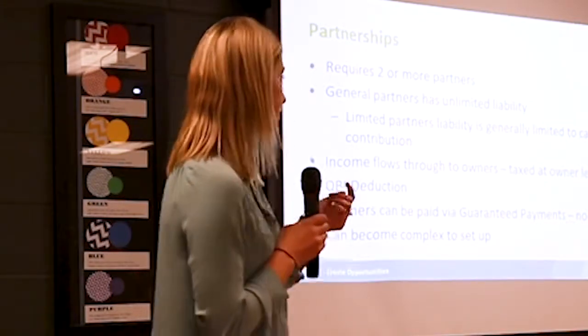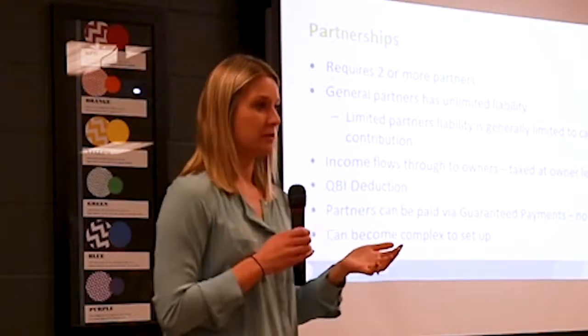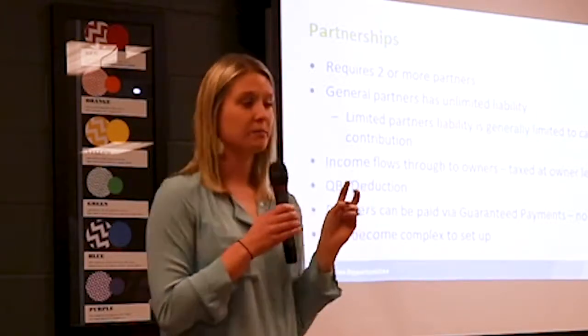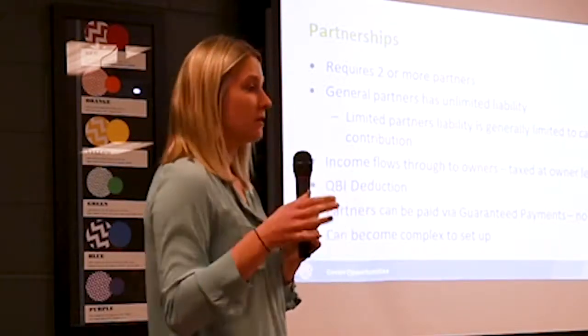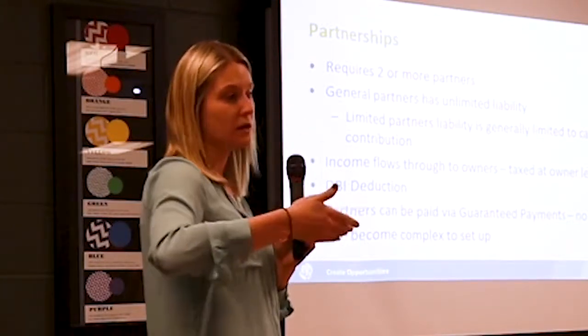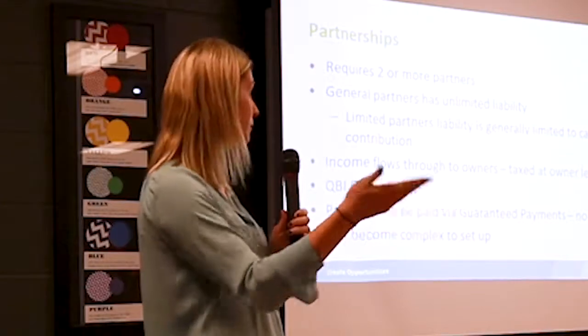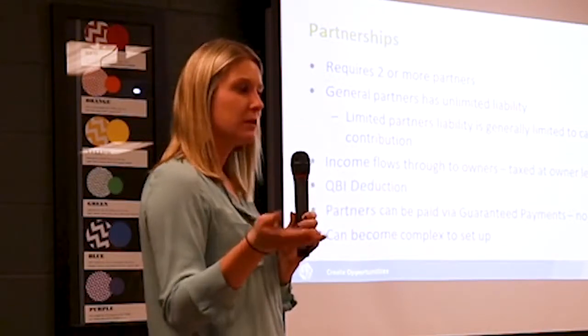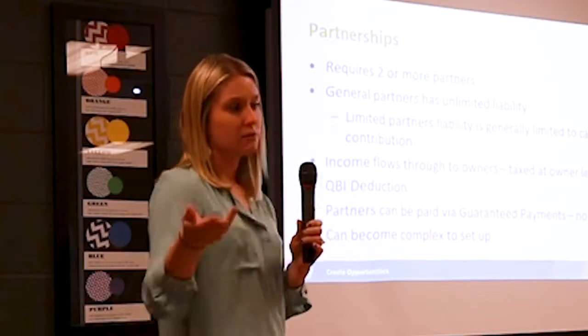Different from the S corporation, there is no W-2 to the partners. You would be paid guaranteed payments, and guaranteed payments are subject to the self-employment taxes. So when those get reported on the K-1 that comes to you, you report those on your 1040. You would pay the FICA, the Medicare, those taxes.